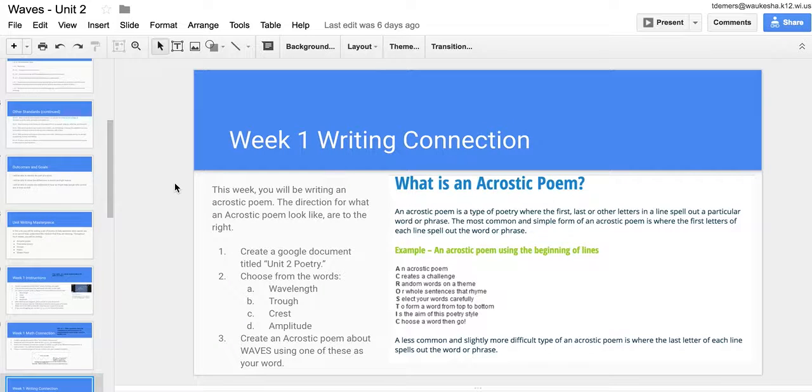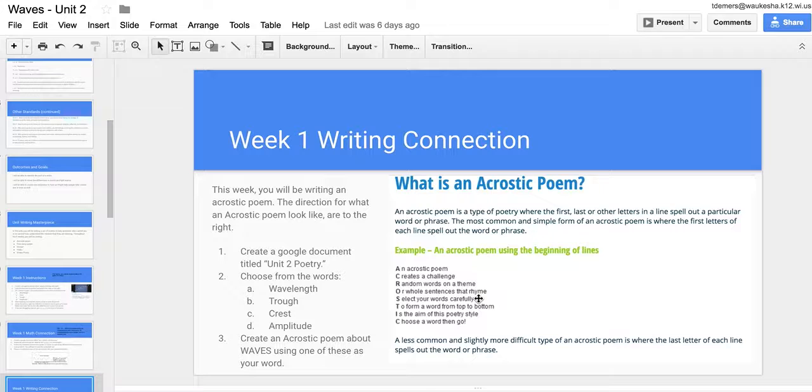For your writing connection this week, this will be the first different poem that you're going to be writing. It's called an acrostic poem. An acrostic poem is going to use a specific word, and it's either going to be the first letter of every line or it's going to be the last letter of every line. So the example that you see here is acrostic. That would be what the poem is about. So every line is going to start with that respective letter, but then as it builds, it's going to also talk about what an acrostic poem is.